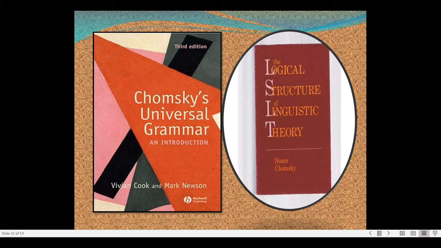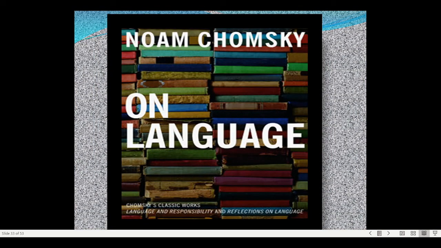So here you can have a look at the important and significant revolutionary works by Chomsky, his universal grammar. So he has contributed or co-contributed the theories of a universal grammar and generative grammar theory, and his hierarchy and minimalist program to English linguistics or language linguistics. And he has written another important classic work here, On Language, where he talks about the classic works of language and the responsibility and reflections on language. This is the cover page of On Language. One important work among his hundreds of books.